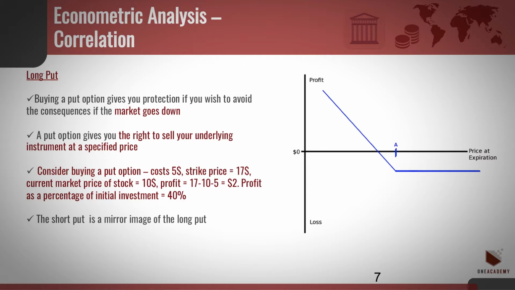Consider buying a put option. If you have purchased a sell option for $5, that gives you the right to sell stock ABC at $17. And if the market price of stock ABC is $10 now, you can exercise your option. Sell the stock at $17 and then buy on the market for $10. You get revenue of $7. And when you subtract the cost of the premium, the $5, your profit is $2. Profit as a percentage of initial investment equals 40%. The short put is a mirror image of the long put.